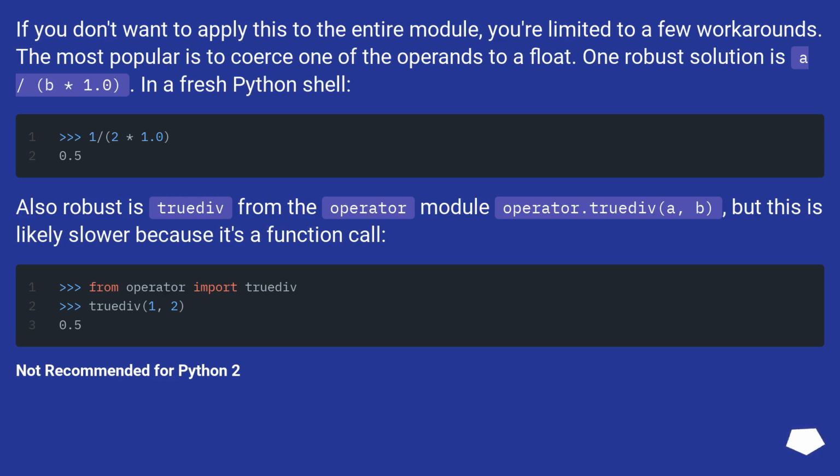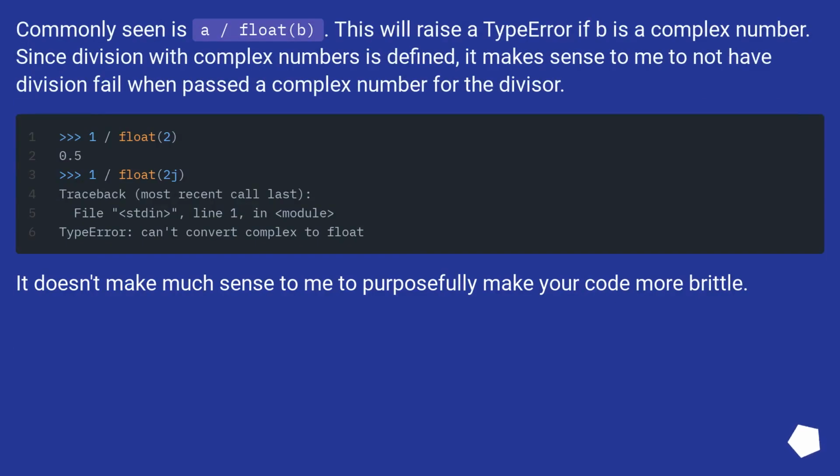Not recommended for Python 2. Commonly seen is a / float(b). This will raise a type error if b is a complex number. Since division with complex numbers is defined, it makes sense to me to not have division fail when passed a complex number for the divisor. It doesn't make much sense to me to purposefully make your code more brittle.